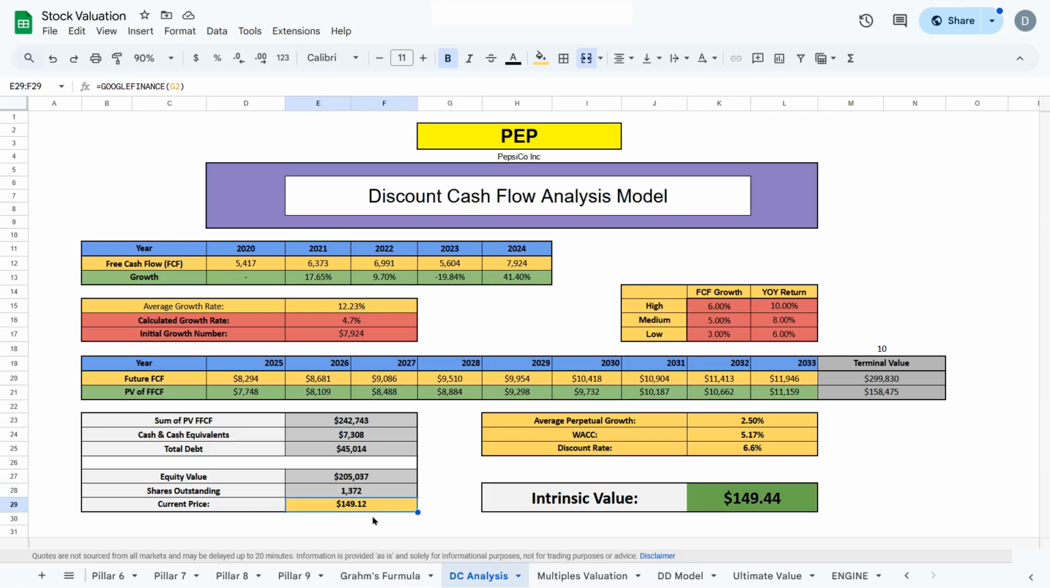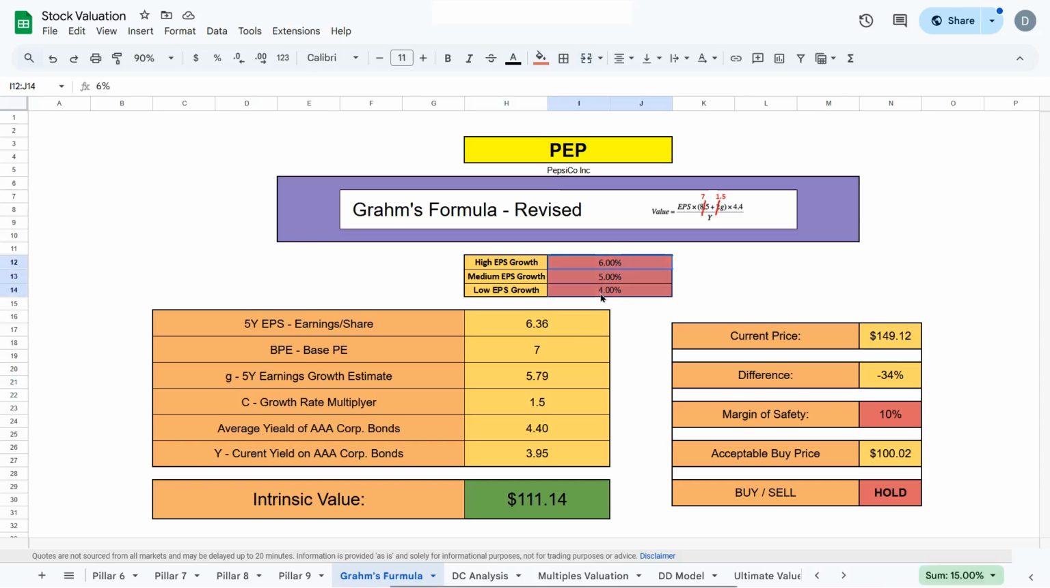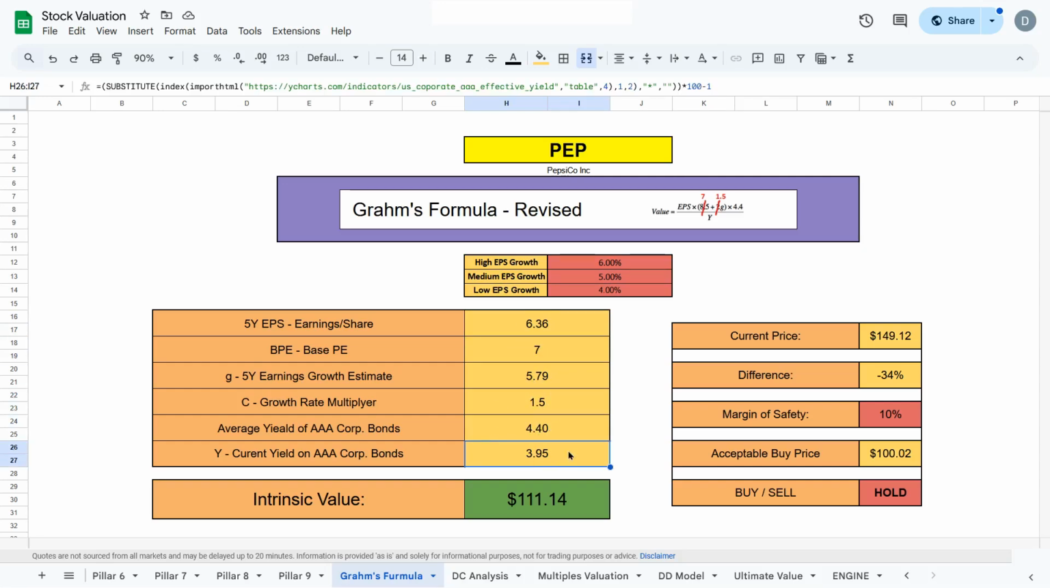Now on top of using the discounted cash flow model, let's use 3 more models, which are the Graham's formula, multiples valuation and the dividend discount model, and will make our final intrinsic value assumption much more accurate. First, in the Graham's formula, the intrinsic value of a company is calculated based on its earnings per share. So first we have to calculate the 5-year earnings growth estimate, which I calculated at 5.79% using the same method as before. I will then combine this with the 5-year earnings per share, the base PE, the growth rate multiplier, the average yield on AAA corporation bonds, and the current yield on AAA corporation bonds, and this will give me an intrinsic value of $111.14, which is actually 34% lower than the current trading price.